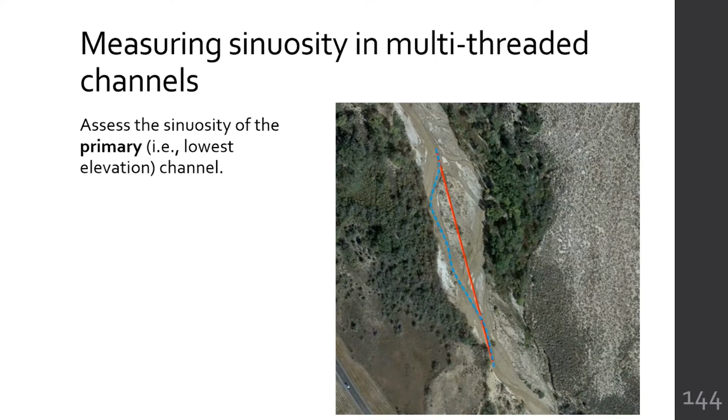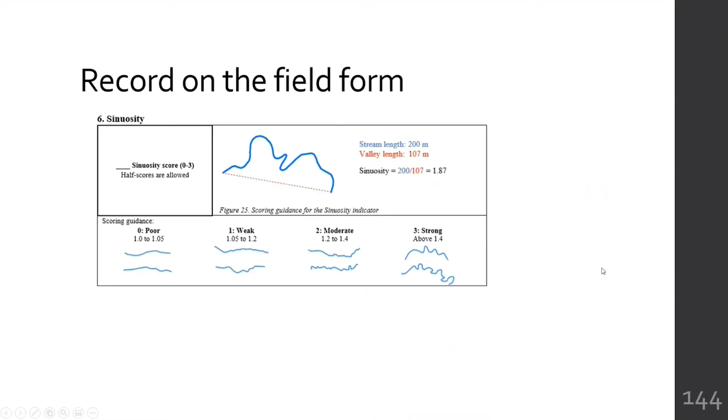During the training, a question was raised about how to measure sinuosity in a multi-threaded channel. When you're in a multi-threaded channel, you should focus your measurement on the primary channel where most of the water would flow through. This is typically the lowest elevation channel. So if you have a channel that meanders through a multi-threaded system, you could get a fairly high score for this indicator. Again, you record that score on the field form. Half scores are allowed. The arid west method did not use geomorphological indicators.